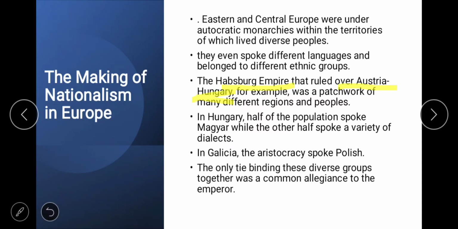So this never helped in promoting the sense of political unity, and the only commonness that tied these diverse groups together was a common allegiance to the emperor. So it was really hard to bring unity among the people and make them feel collectively identified. They didn't have a collective identity. So that was the thing: it was hard to bring a sense of collective identity among the minds of the people in order to attain a nation state.